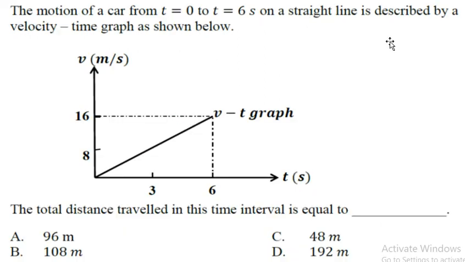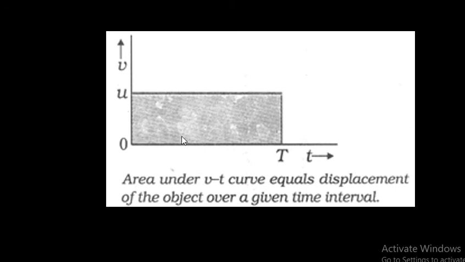Let's go to the next question. The motion of a car from t equals 0 to t equals 6 seconds on a straight line is described by the velocity versus time graph shown here. The velocity is the vertical axis and the time is the horizontal. So the total distance traveled in this time interval is? From a velocity versus time graph, how to find distance? Remember the concept you learned in a previous grade level. The area under the velocity versus time graph equals the displacement of the object over a given time interval.